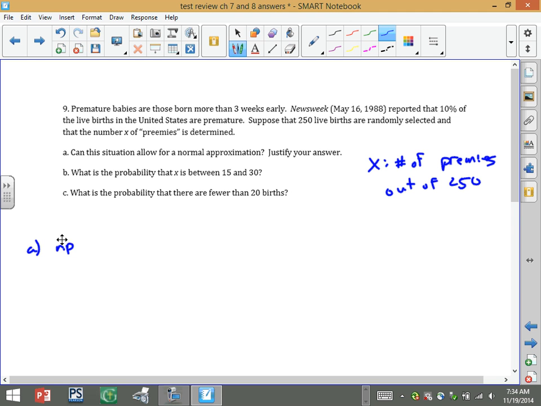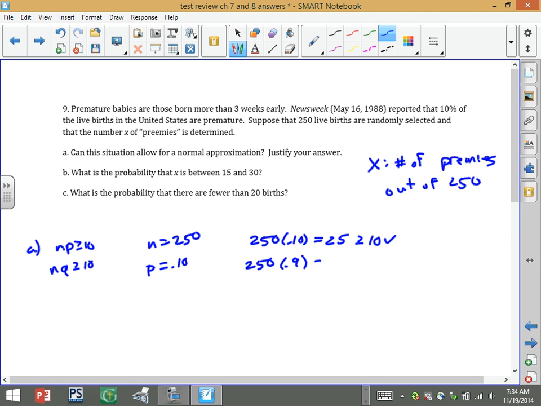So in other words, are np and nq greater than or equal to 10? Here, n is 250, p is 0.10, so 250 times 0.10 equals 25. That's greater than or equal to 10. And then 250 times q, which is 1 minus p, 0.9, is 225, and that's also greater than or equal to 10. So yes, a normal approximation can be used. So let's do that.